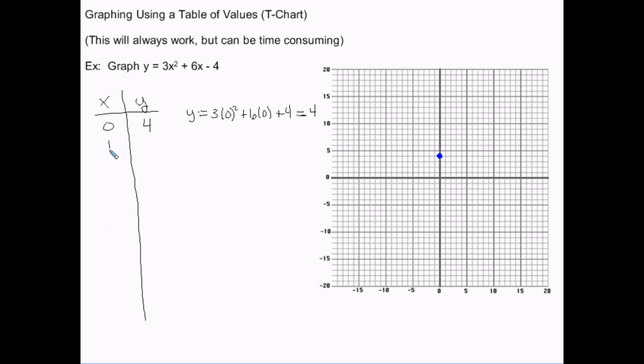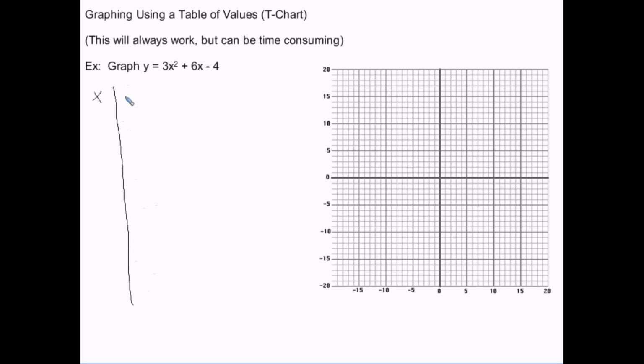If I plug in 1 for x, I get y is equal to 3 times 1 squared plus 6. Oops, darn it. Look at that, I wrote down my 4 wrong. Let me start over. I apologize for that. Sometimes we all make little mistakes. That should have been minus 4, which would make this a negative 4, which will change my point to right here, 0, negative 4. So I apologize for that.